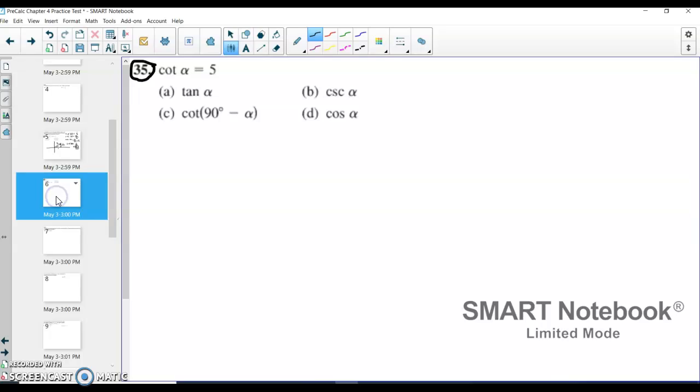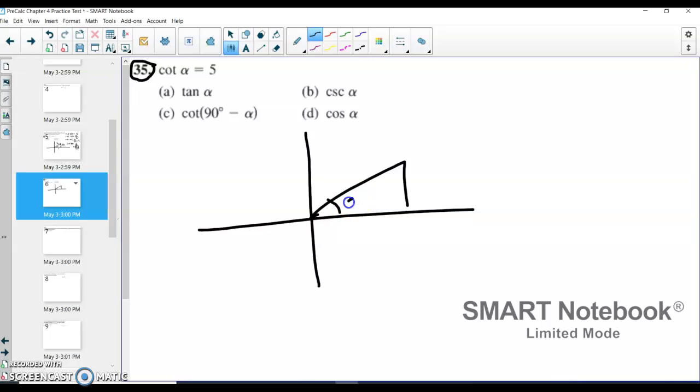When we go to slide 6, problem 35, we're going to do the same kind of thing. We're going to use that the cotangent of the angle equals 5, and then we're going to create a triangle and try to use that triangle to answer A, B, C, and D here. And so first, trying to do this triangle. We have some angle A that we don't know. Okay, and then cotangent is adjacent over opposite, which means this is 5 over 1.